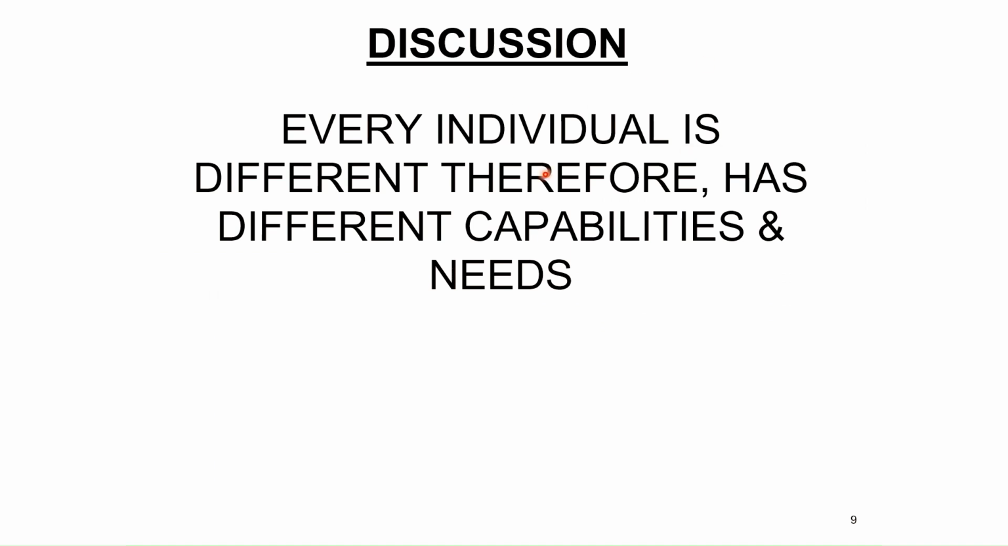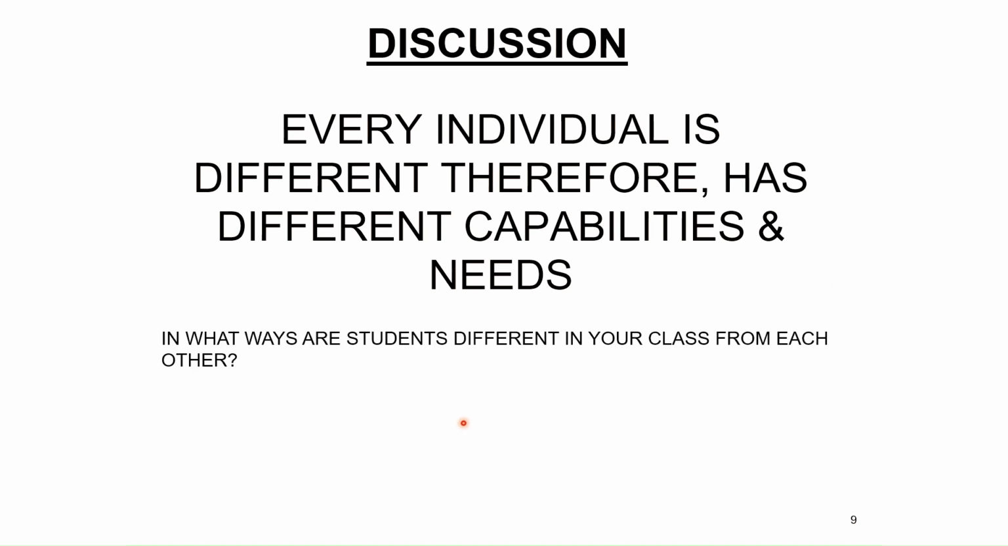First read this statement: every individual is different, therefore has different capabilities and needs. Yes, every individual is different. Our friends, our classmates, our colleagues, everyone is different and they have different needs, capabilities and special talents. So in what ways are students in your class different from each other?